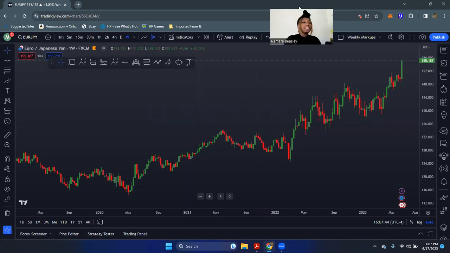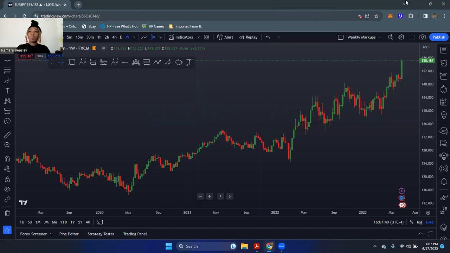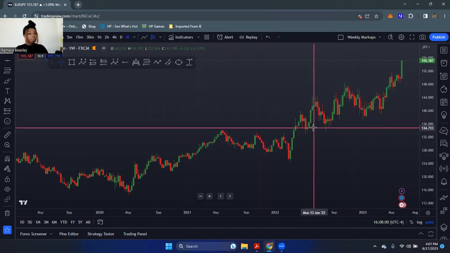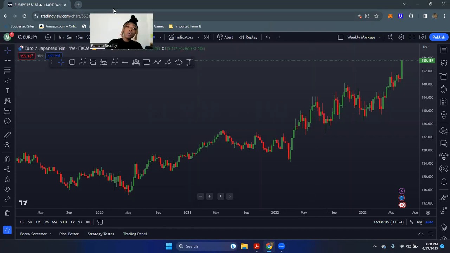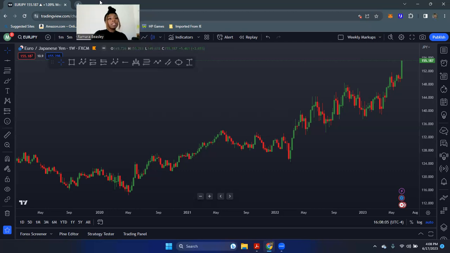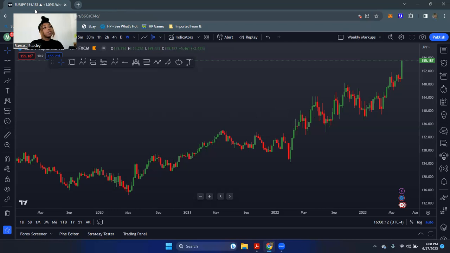So last week I asked everyone if they wanted some new pairs for me to mark up. That's what we're going to do. So we actually have EJ here, Euro JPY, the Japanese yen, and we're just going to mark it up for the first time.